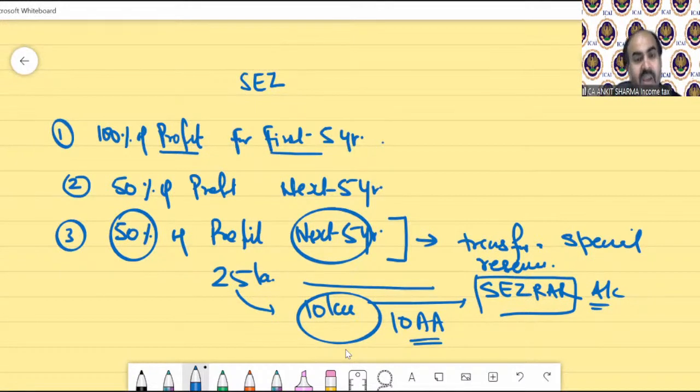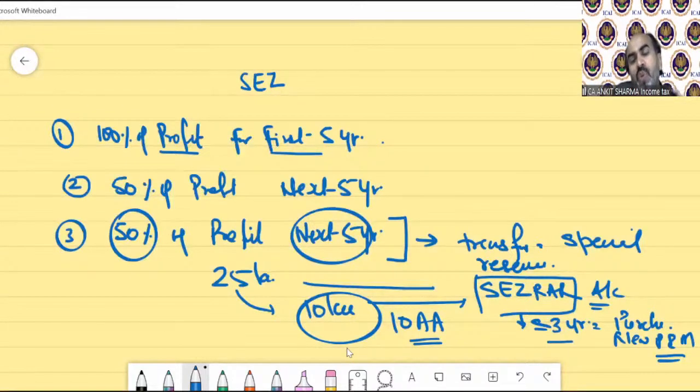So for every year, for the next 5 years, from 11 to 15 years, if you want deduction, you have to transfer a certain amount into that reserve, and the amount transferred to that reserve should be used within 3 years. Within 3 years, it should be used to purchase new plant and machinery for business. So you have to transfer the amount into this account, and this reserve should be used to purchase new plant and machinery within 3 years.